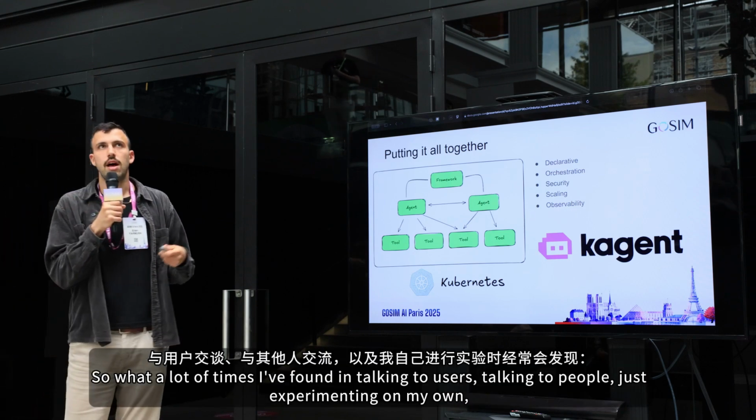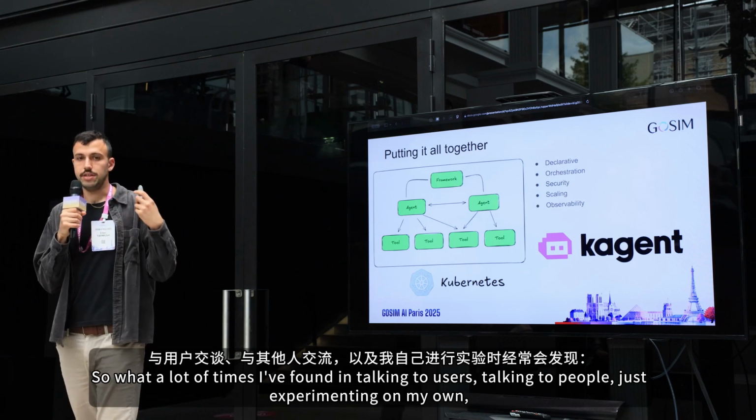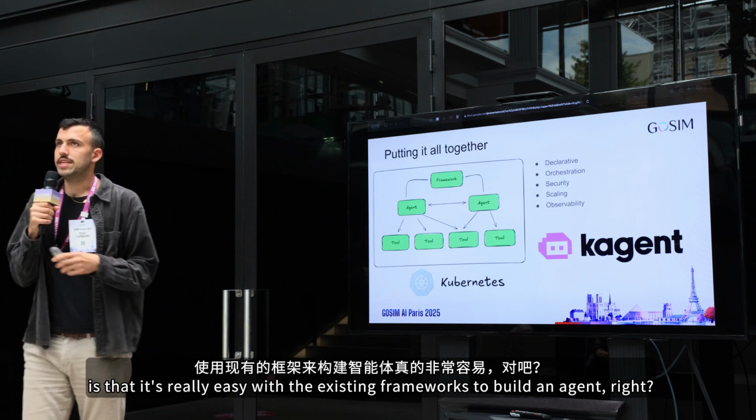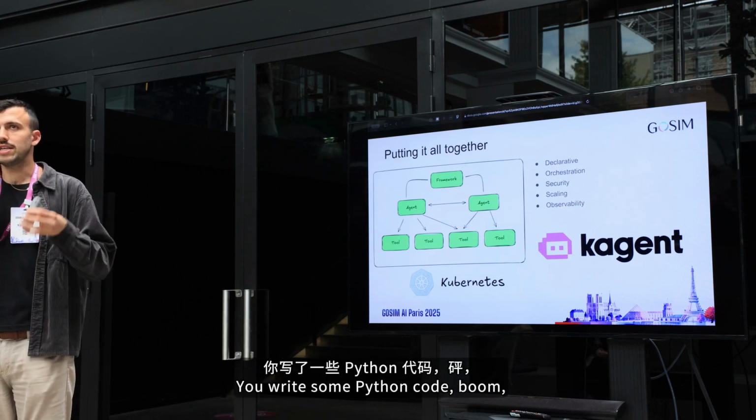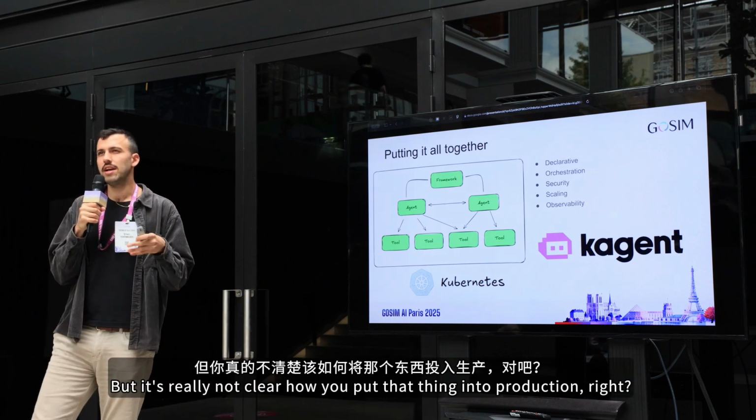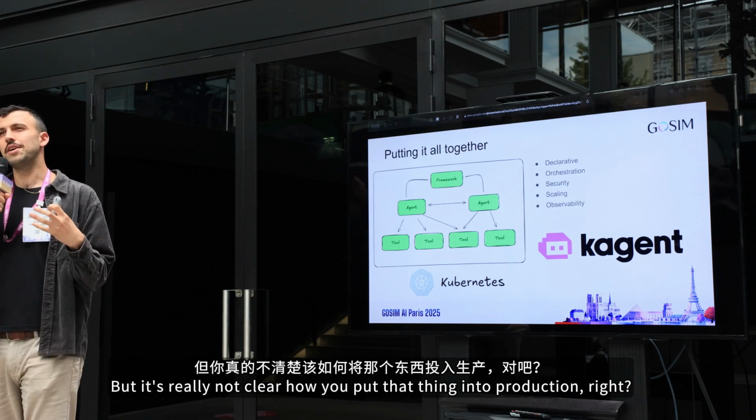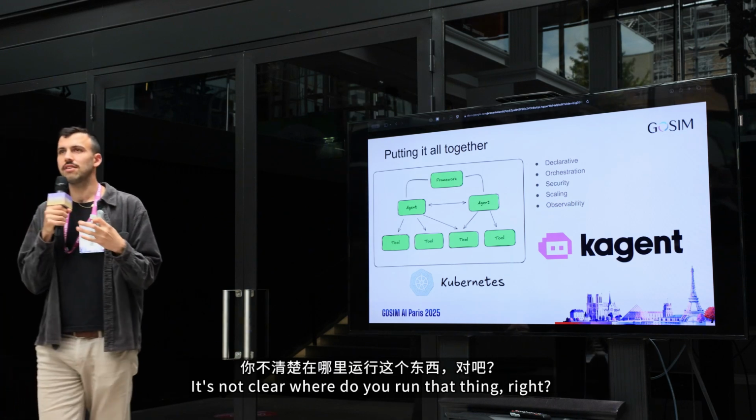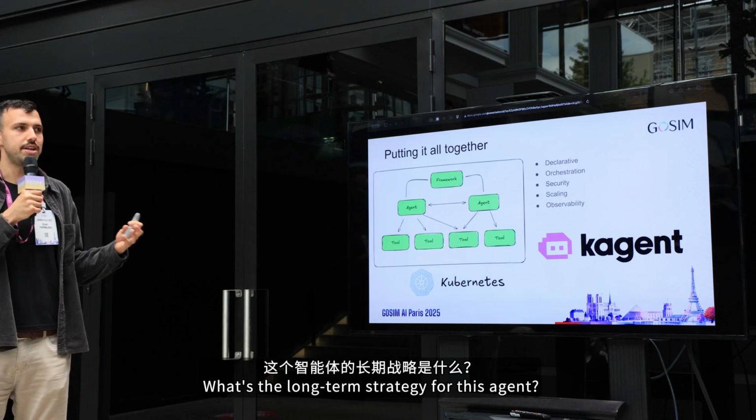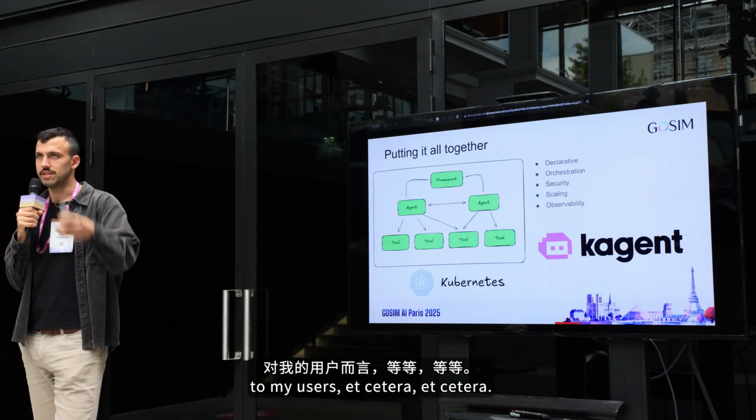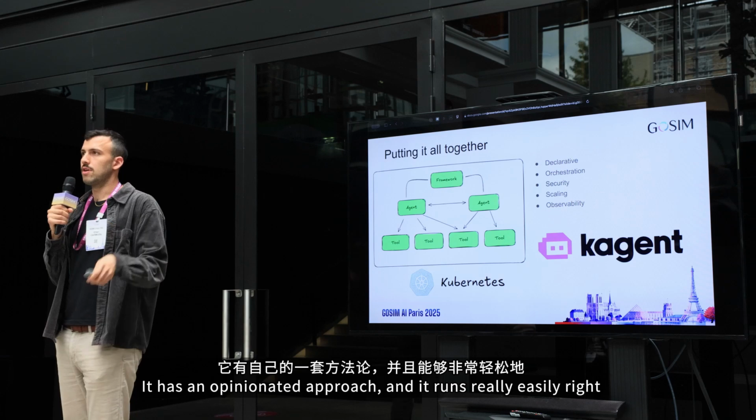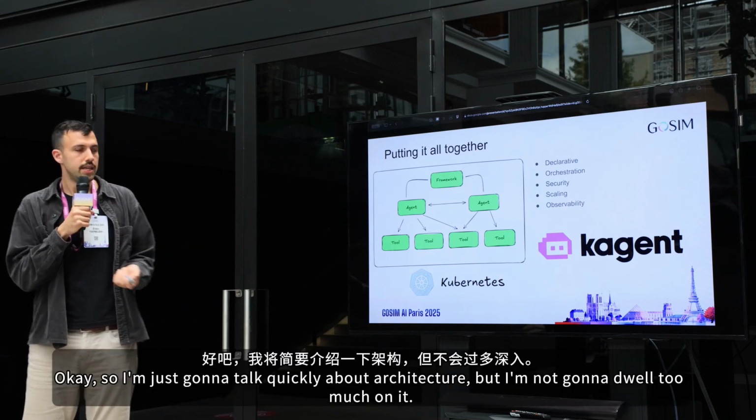In talking to users and people, and just experimenting on my own, I've found that it's really easy with the existing frameworks to build an agent. You write some Python code, boom, wow, I've done this thing. But it's really not clear how you put that thing into production. It's not clear where you run it, how it works, what the long-term strategy for this agent is, how to expose it to your users, et cetera. That's where Kagent comes in. It has an opinionated approach, and it runs really easily right on top of Kubernetes.